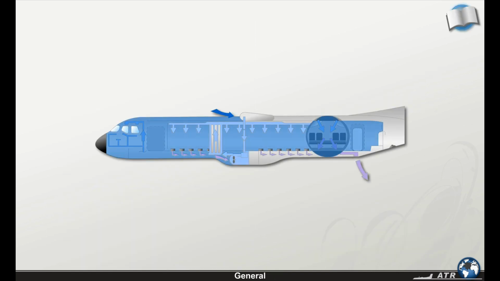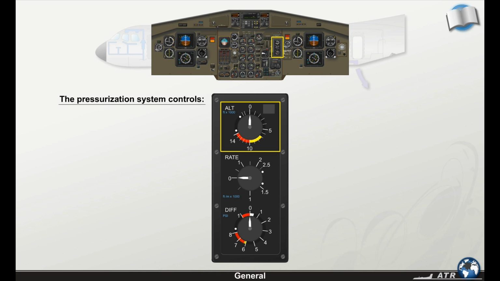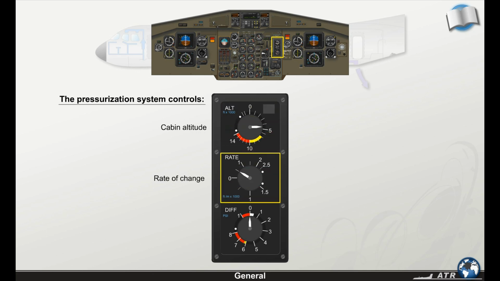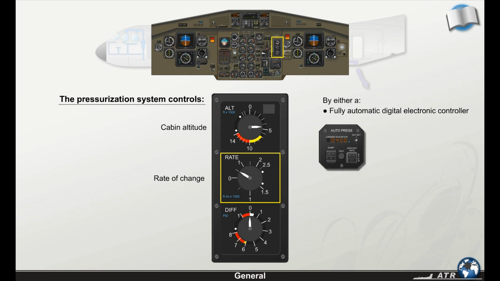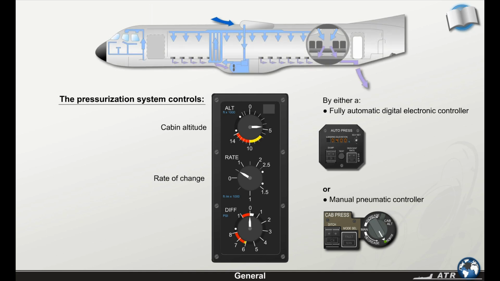The ATR 72 has a pressurized cabin. The pressurization system controls the cabin altitude and rate of change by either a fully automatic digital electronic controller or a manual pneumatic controller. In either case, the system ensures optimal outflow of conditioned air for the comfort of passengers and crew members.